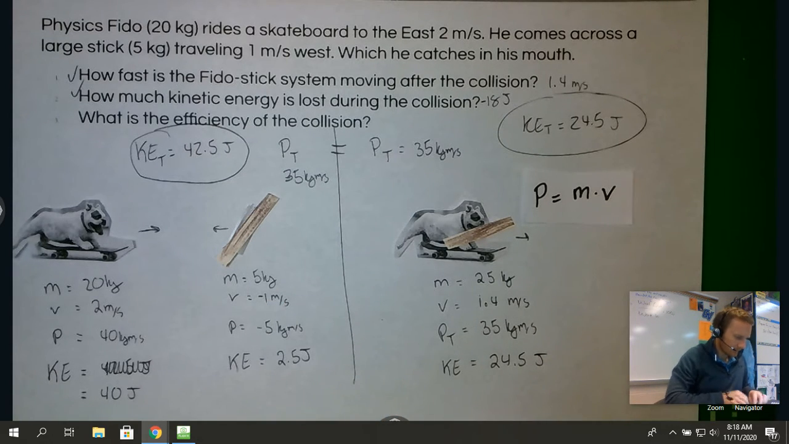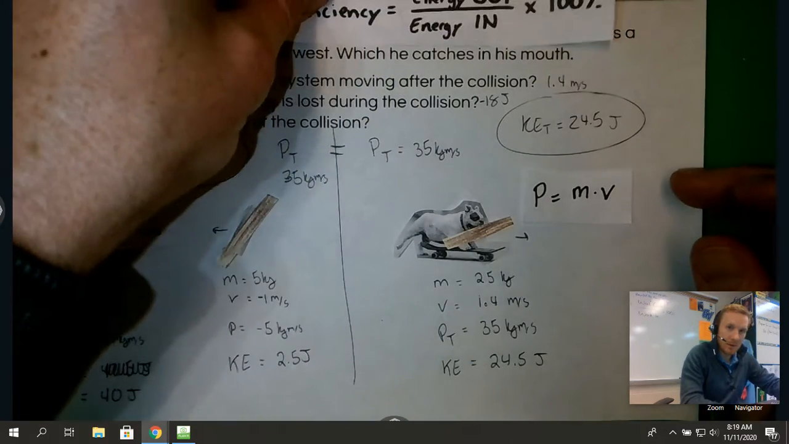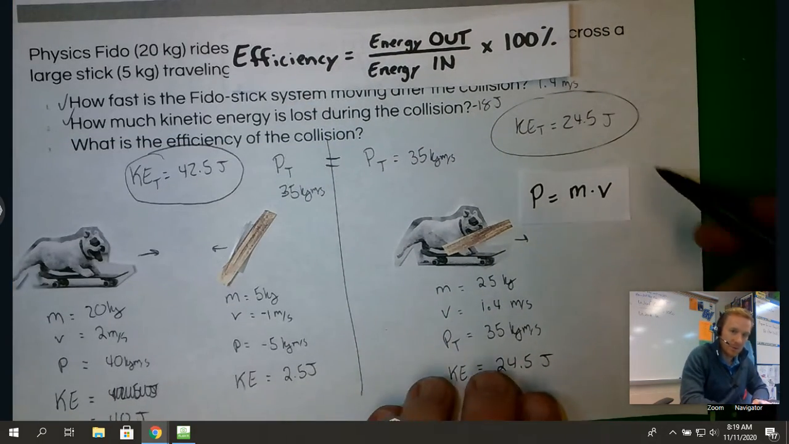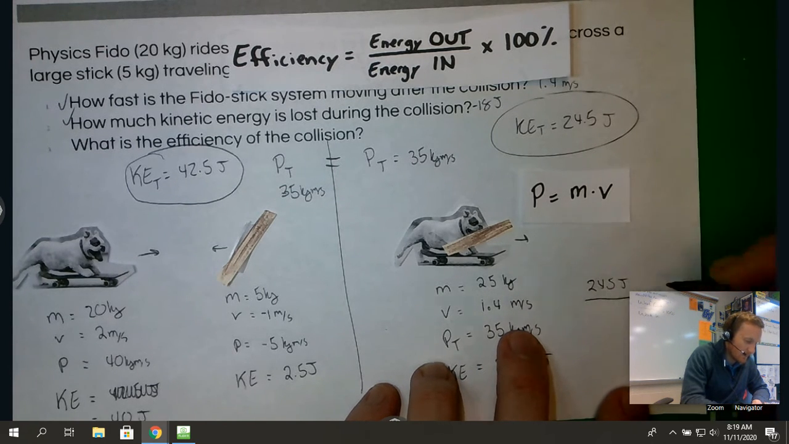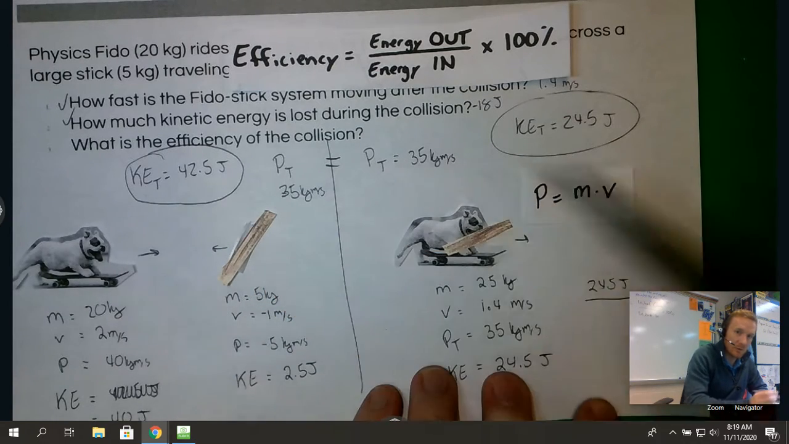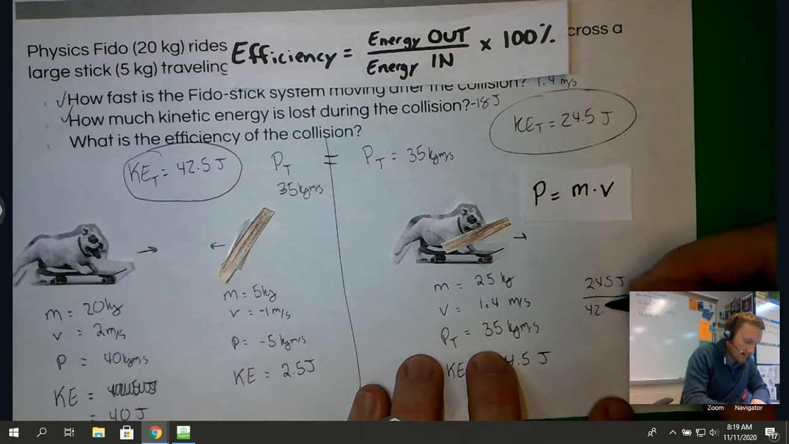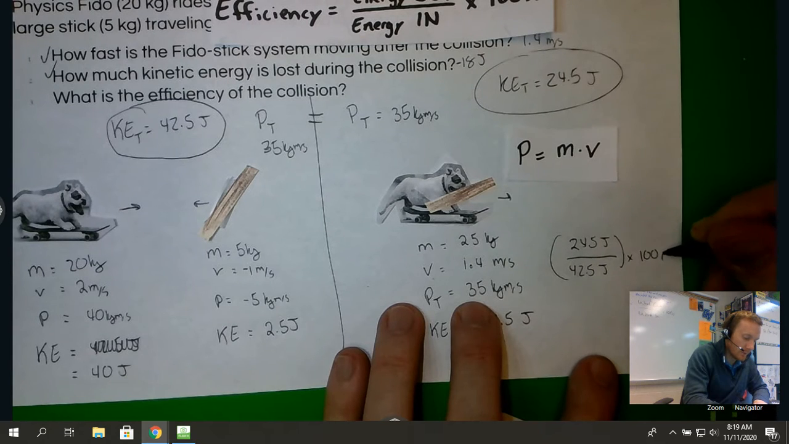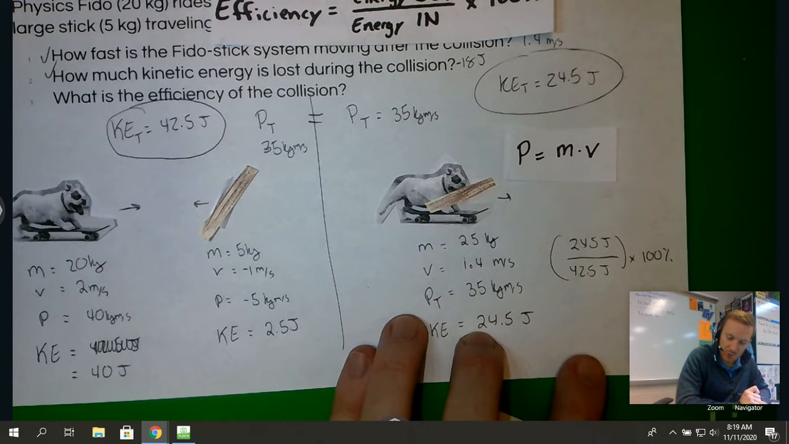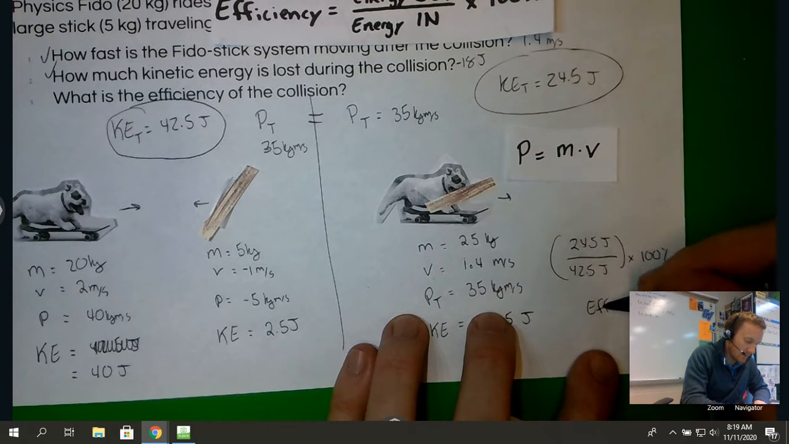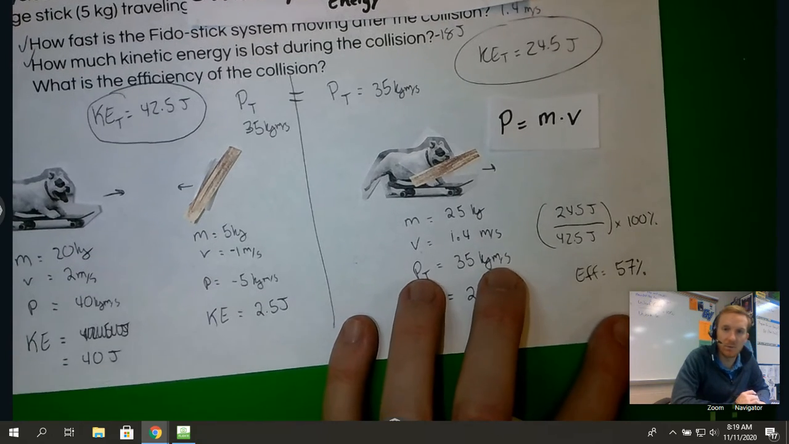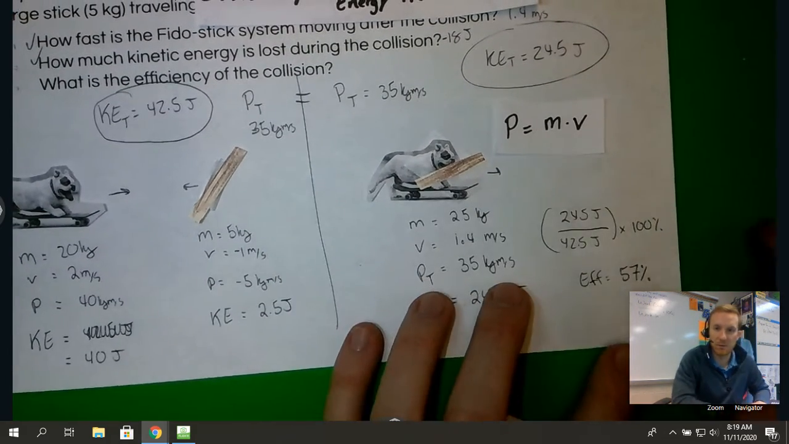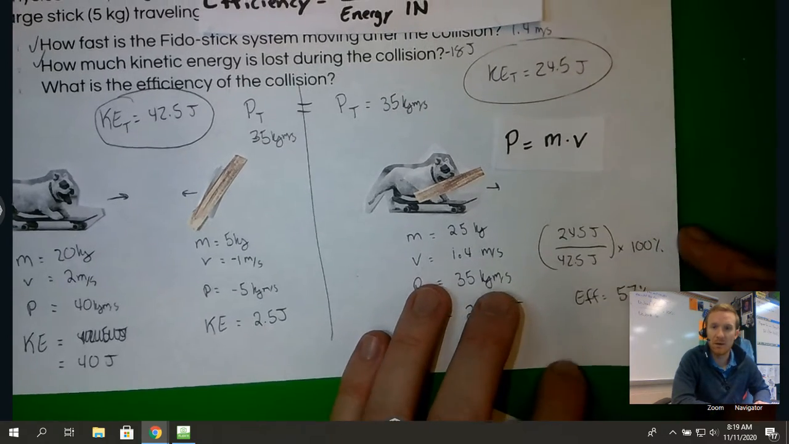I'll just put this up here so we can see it. The energy out, we said, was 24.5 joules versus the energy in, which is 42.5 joules. We're going to take that ratio, then multiply it by 100%. And you should get an efficiency of 57%. That's the total energy, or the percentage of energy, that was left over after this collision.